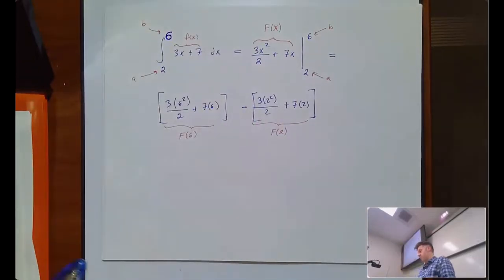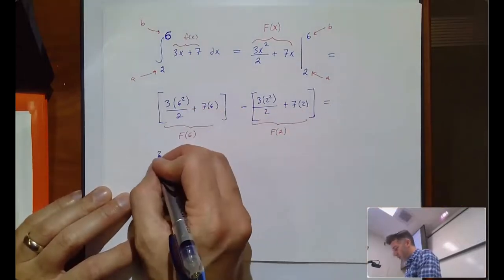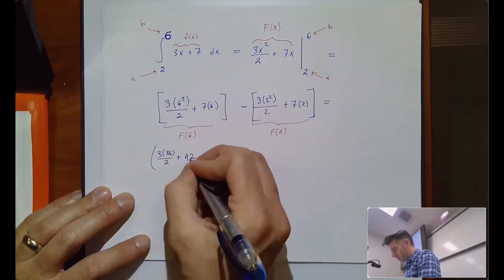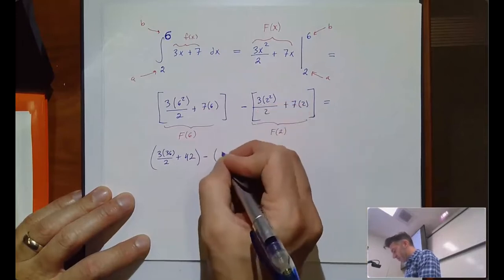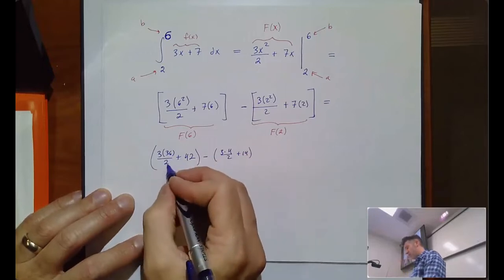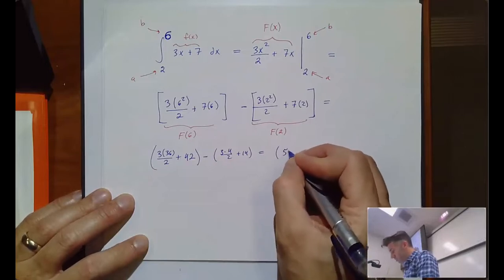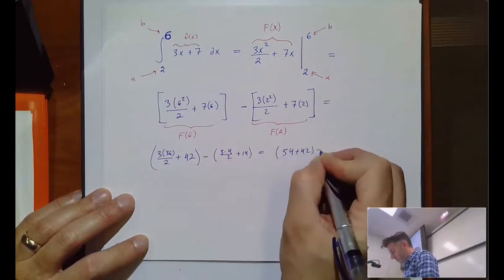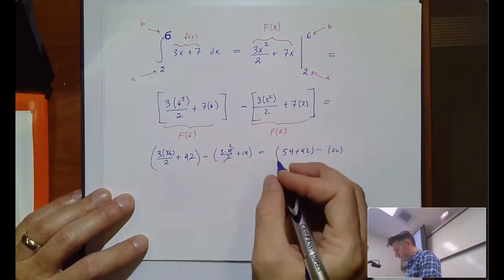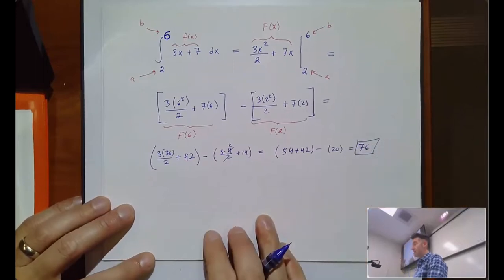And then we just do it, right? We actually try and calculate things. So it's going to be not super nice, but whatever. We're going to get 3 times 36 over 2 plus 7 times 6, which is 42, minus 3 times 4 over 2 plus 14. 36 divided by 2 is 18, and 3 times 18 is 54. So we get 54 plus 42 minus 3 times 2 is 6 plus 14 is 20. So we're getting 96 minus 20, which is 76. And that is the area under the curve.